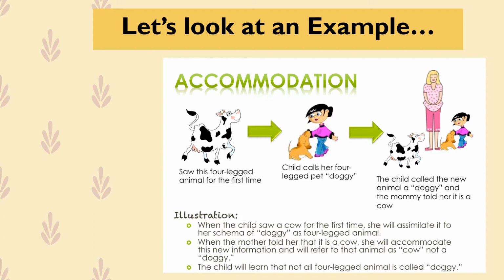So maybe the next time she goes to her friend's house and she sees a cat, the cat has four legs, maybe she's going to call the cat cow. We don't really know, okay? But the more she learns about animals around her, the more she's going to be able to accommodate that new information. So remember, assimilation is when you take old information and you try to apply new information to that. So her already having a doggy at home that has four legs and then trying to make the cow a doggy as well because the cow has four legs.